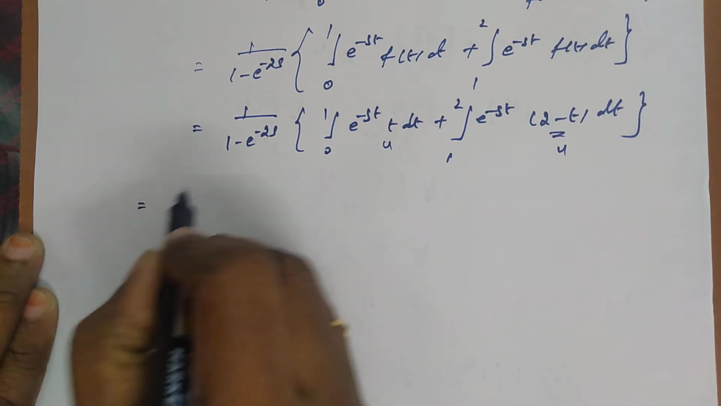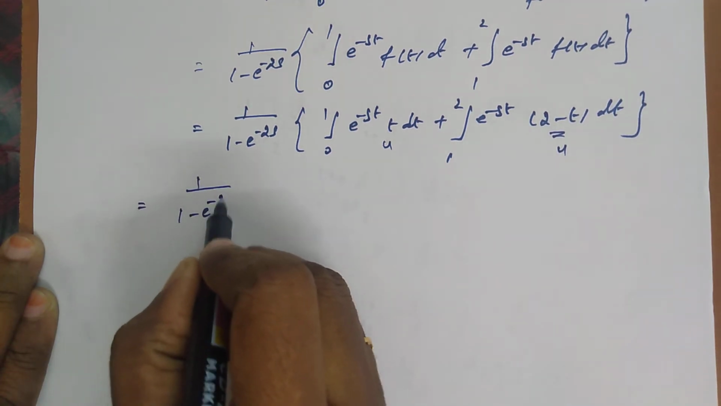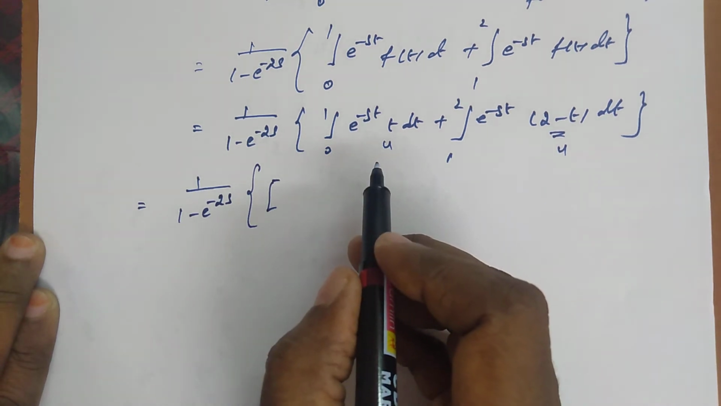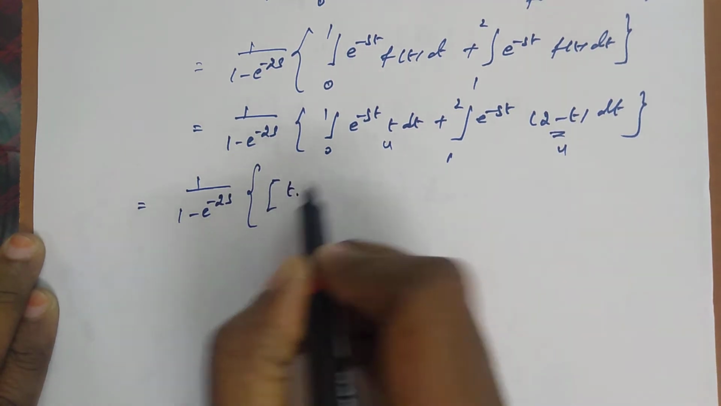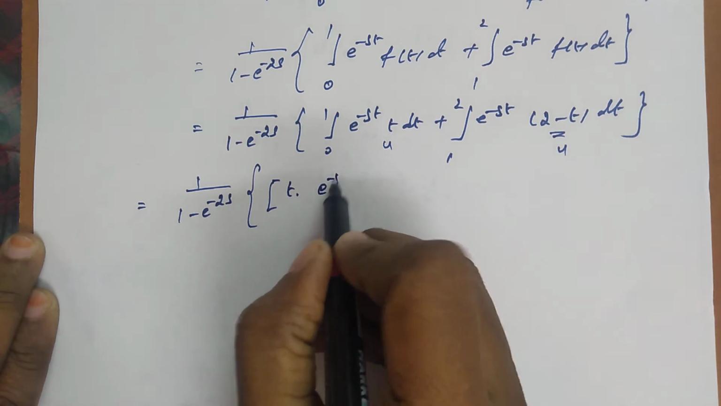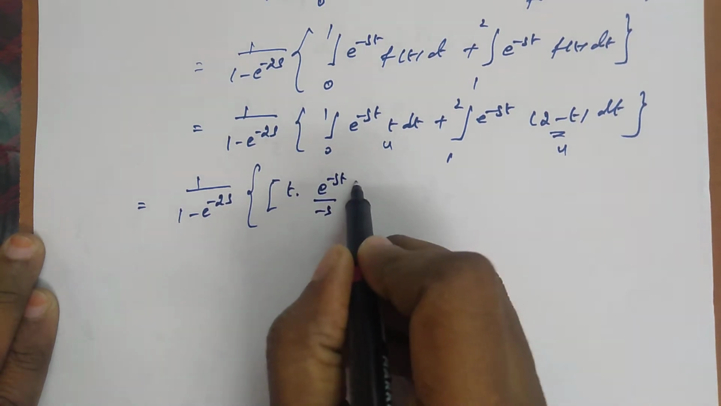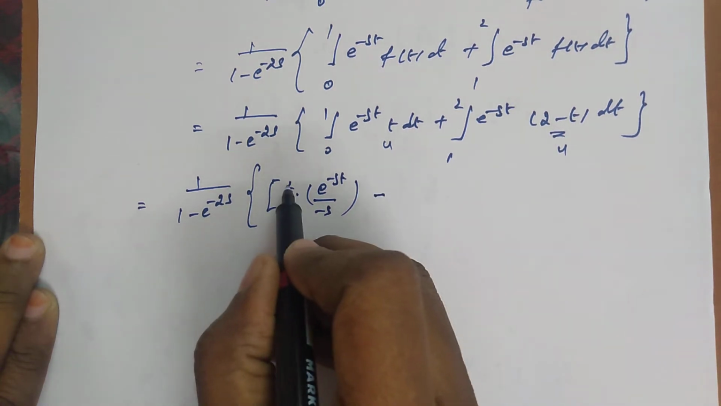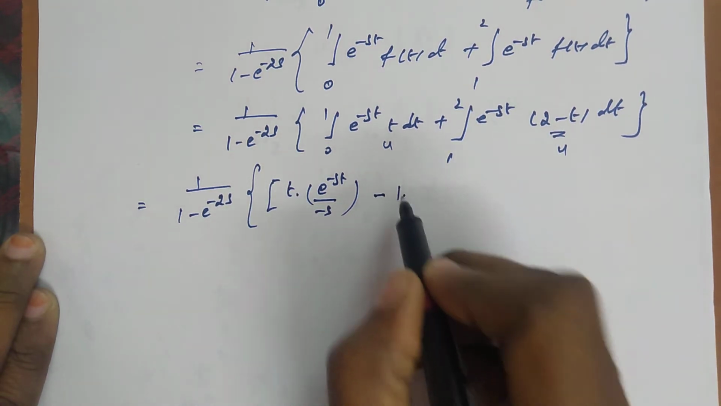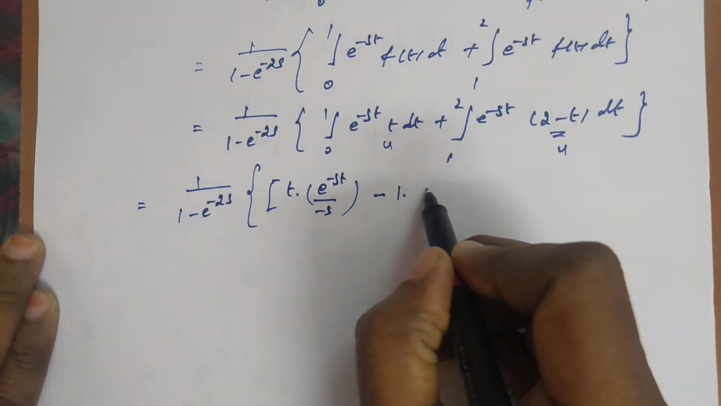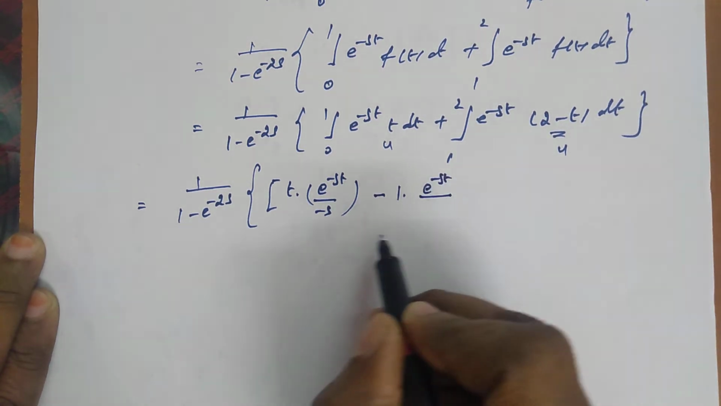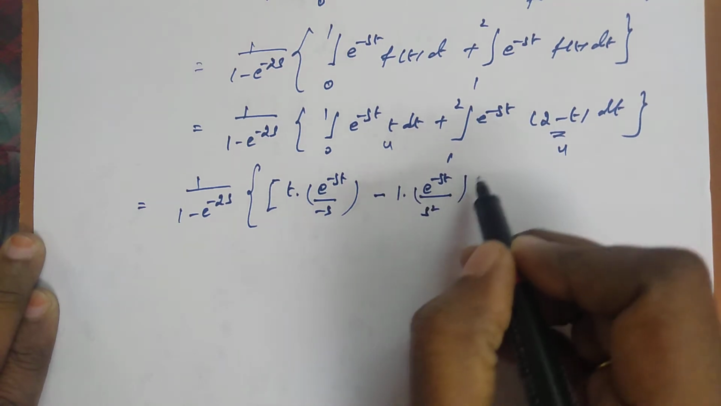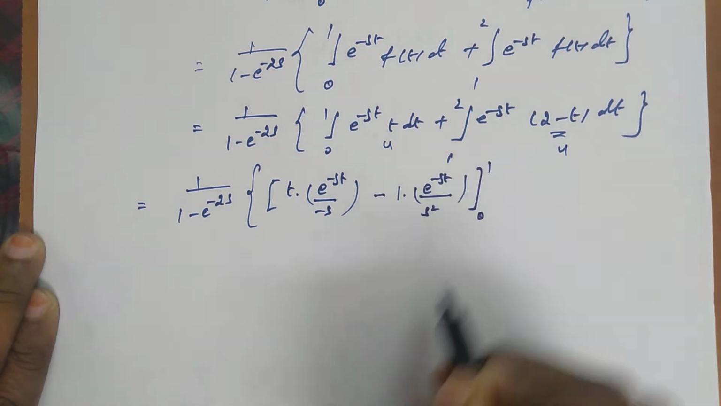Which is equal to 1 by 1 minus e power minus 2s. For the first term we write u, that is t, times the integral of e power minus st, which is e power minus st divided by minus s. Then u v1 minus u dash, the differentiation of t is 1, times again the integration, e power minus st by, already one minus is there, so s square. The limit is 0 to 1.